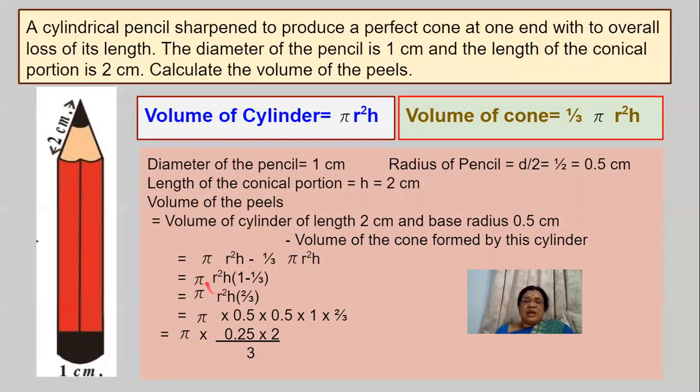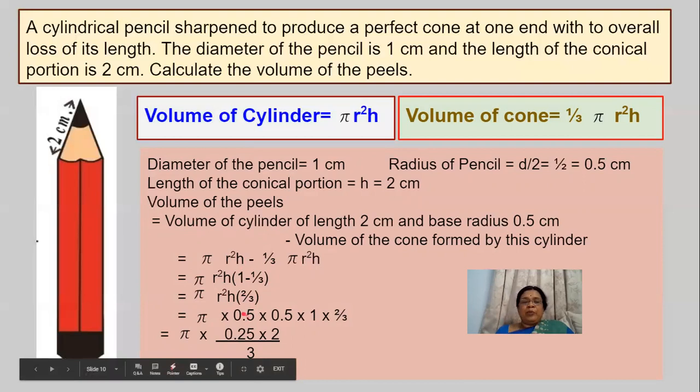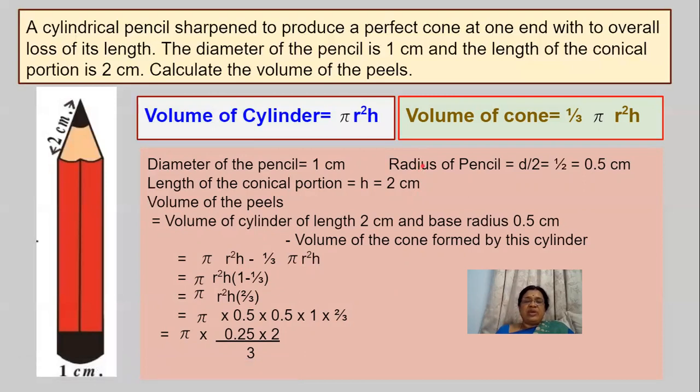See here, I have taken the volume of the cylinder, that is pi r square h, and the volume of the cone will be 1 by 3 pi r square h. Here pi r square h is common, I have taken out. So here 1 minus 1 by 3, you'll get 2 by 3. When 1 by 3 is subtracted from 1, you'll get 2 by 3. So I have substituted here the pi and r square, that is 0.5 into 0.5, into 1 into 2 by 3.